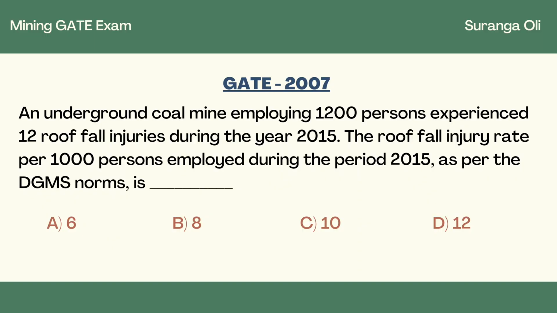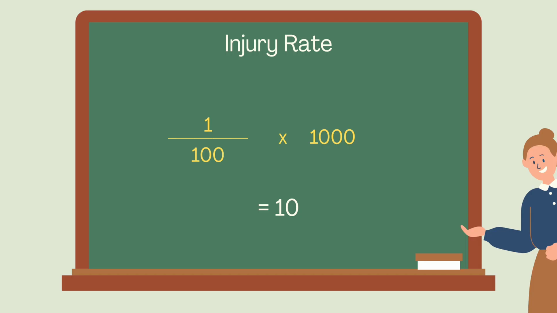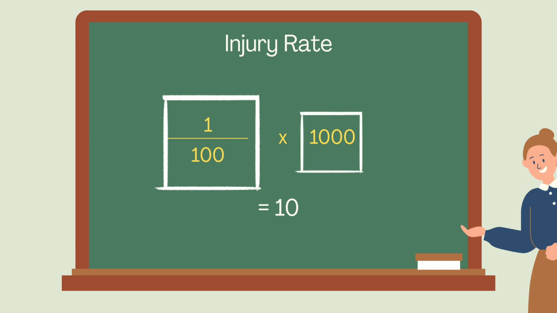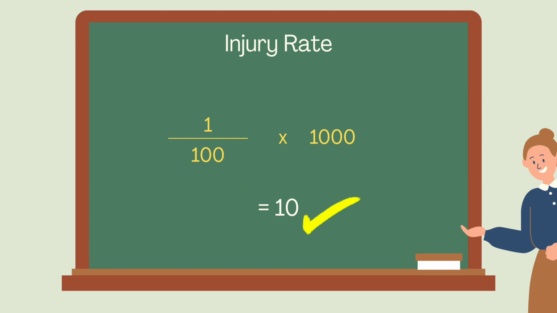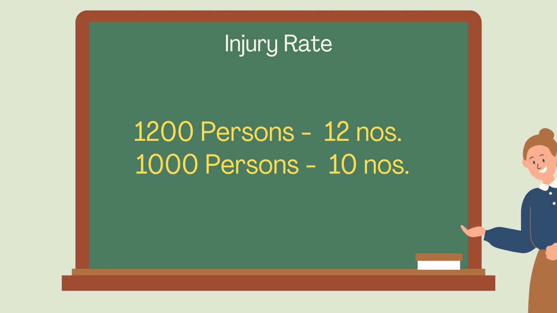But in this question they have asked what is the injury rate for every 1000 persons employed in the mines. So we have to multiply by 1000. On multiplying, we are getting 1 divided by 100 into 1000. So the answer is 10. What this 10 means is, if you employ 1200 persons in your mines, 12 persons will be injured. If you employ 1000 persons in your mines, 10 persons will be injured.